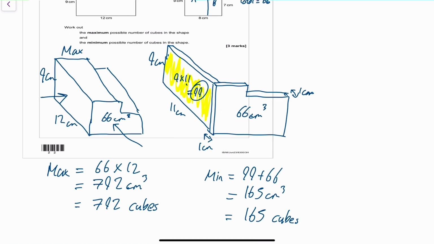So you can see the difference in those two parts. One was the maximum one, if it was a solid shape. The minimum one, if it was just like a garden wall, it was just the outside of the shape.